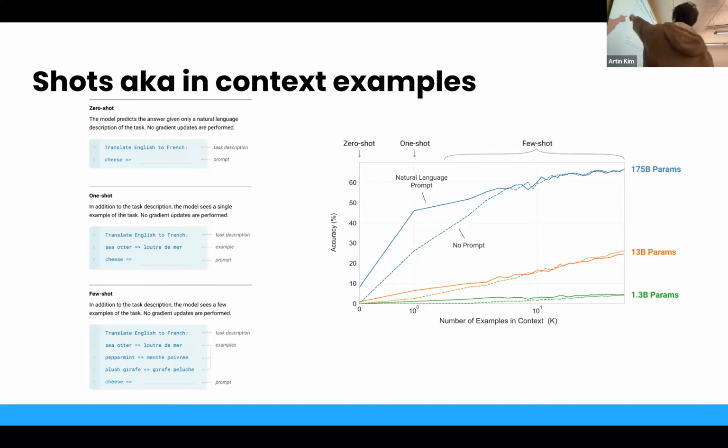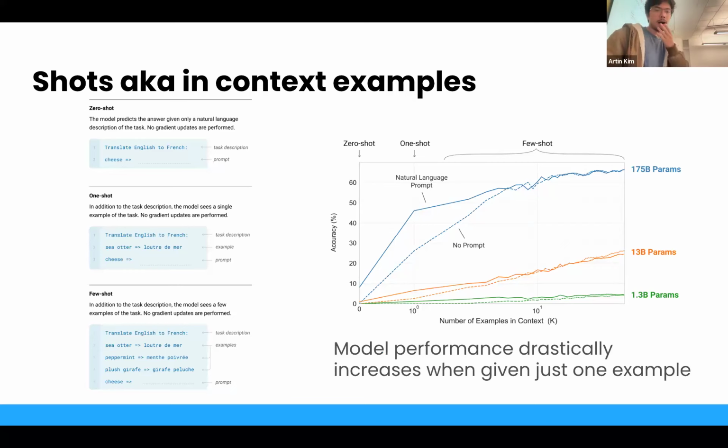If you actually look at one shot, like translate English to French, sea otter to loutre de mer, and then cheese, this is the performance you see. It's way greater, just with one example of what you want it to do. So we know the models are capable of doing it. It's just, we need to elicit that from them. It's kind of hard to get them to know what we want them to do, but they are really smart underneath if we just get them to say the right thing and know what we want from them.